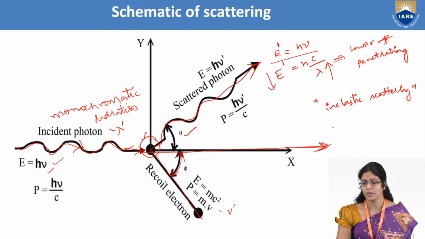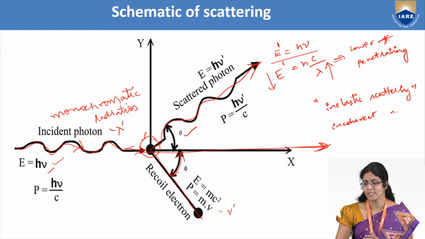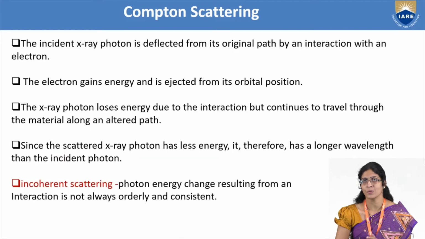Hence, you also call it as incoherent. You can describe it as incoherent scattering. So this is all what is happening in the Compton scattering. And this description I have given for you in this slide. You can read those and you can take a note of it. Try to understand each and everything, don't learn by heart.